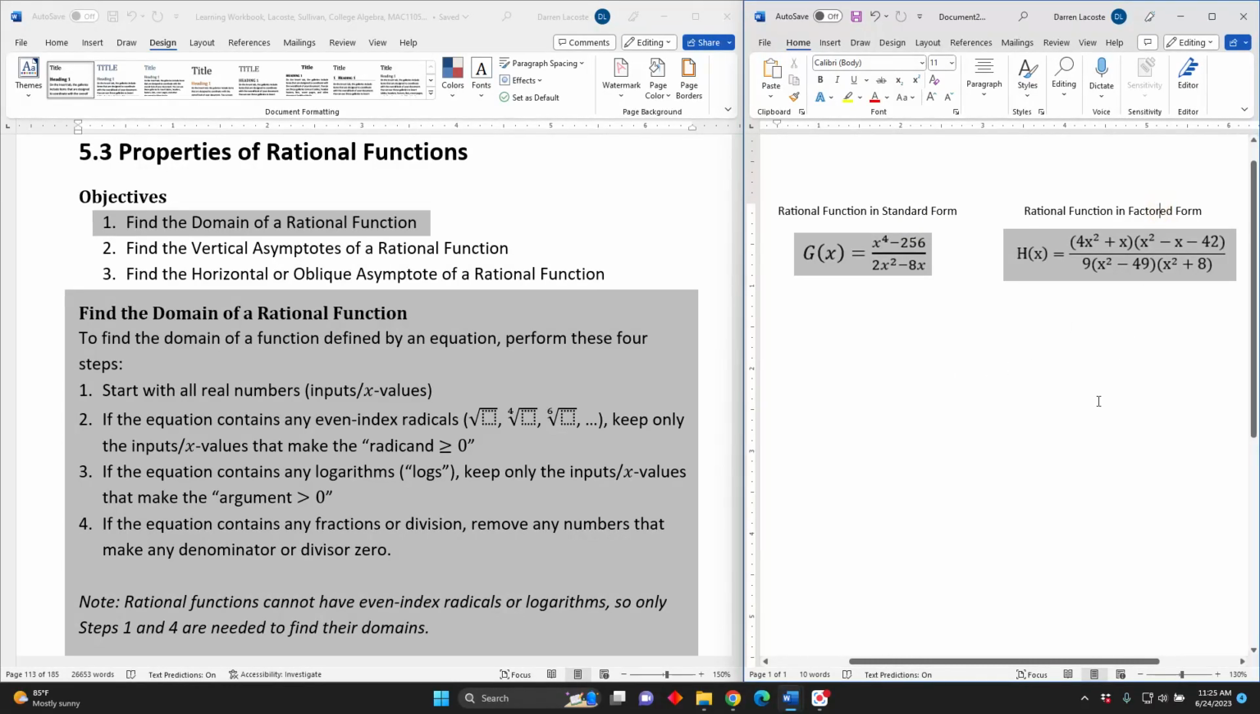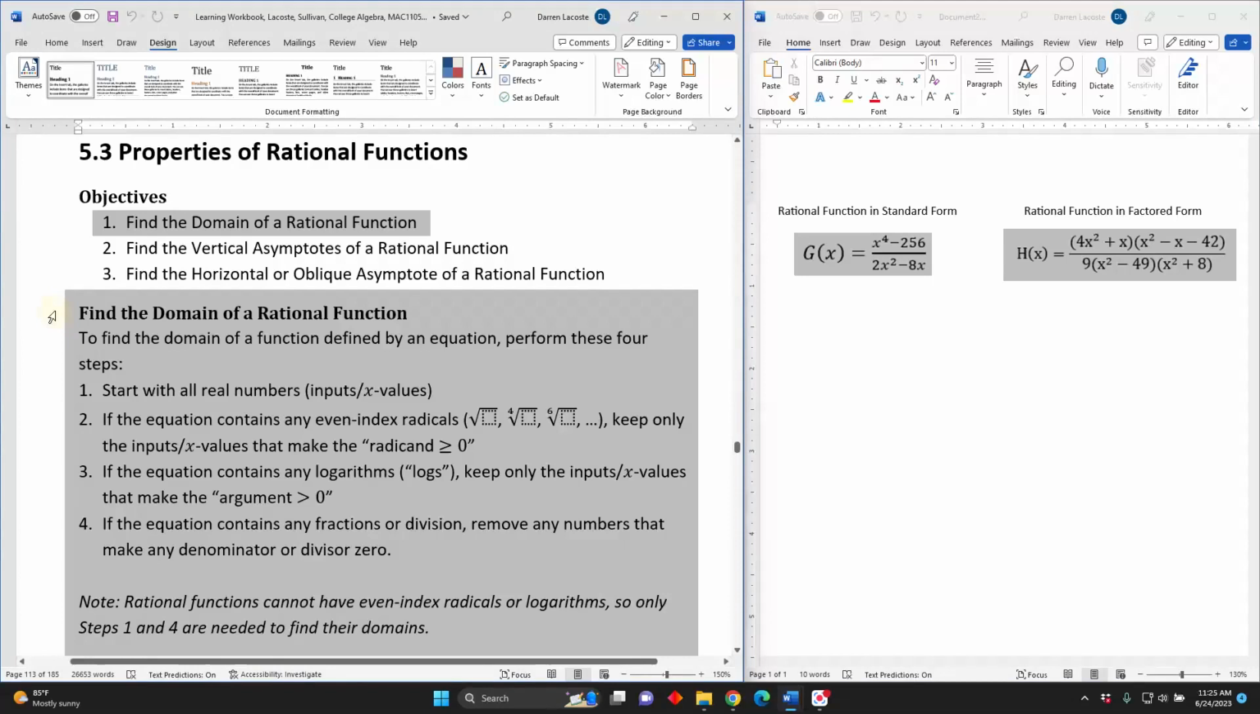The other acceptable form for rational functions is factored form. There's an example shown here with function h of x. Notice that the numerator and denominator consist of factors that are being multiplied. The factor 4x squared plus x, for example, is being multiplied by the factor x squared minus x minus 42. There are three factors in the denominator as well.